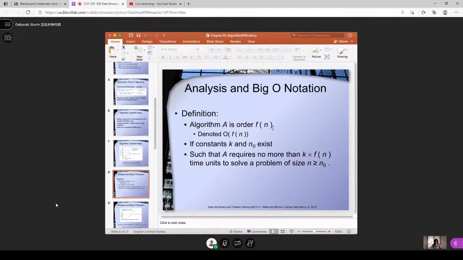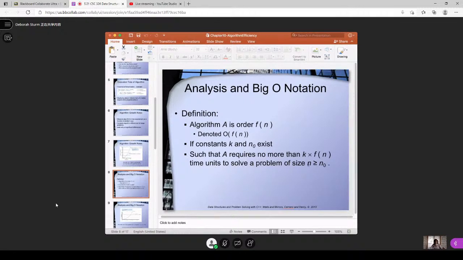Okay, so we said the big O notation is on the order of. So we could say that algorithm A is on the order of some function of n. It's denoted as a big O in parentheses, and whatever the function is goes in the parentheses. Now we could have constants, k and n sub 0, okay? This says A requires no more time than K times f of n. So we have that constant K, which can be multiplying our function.